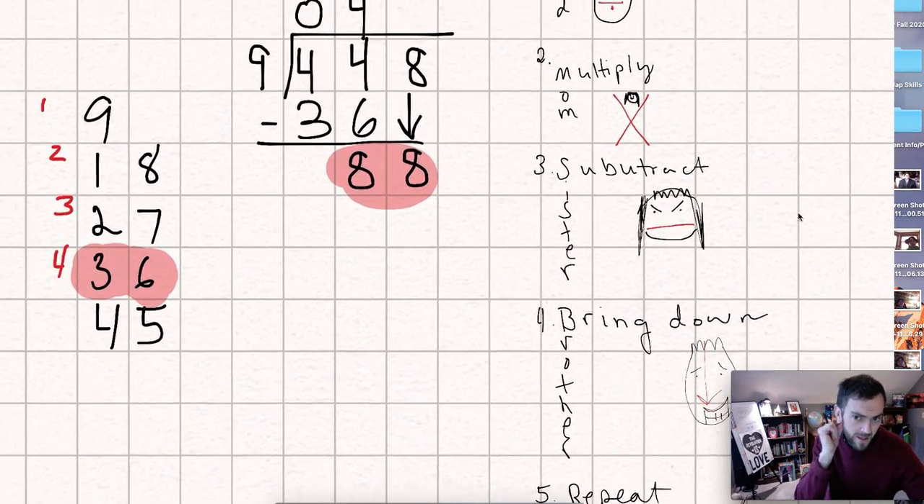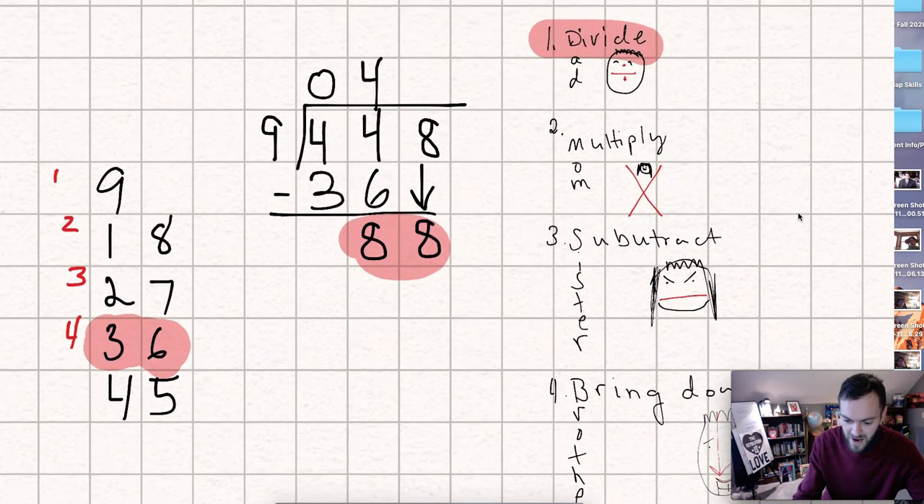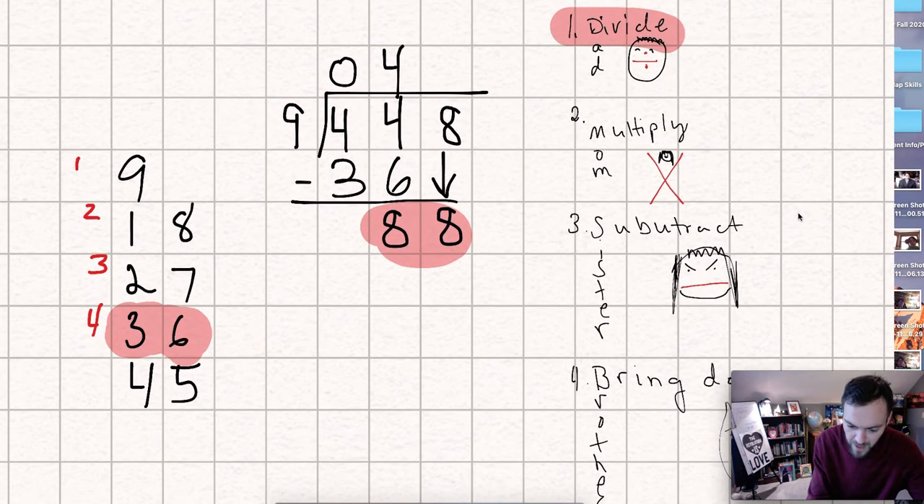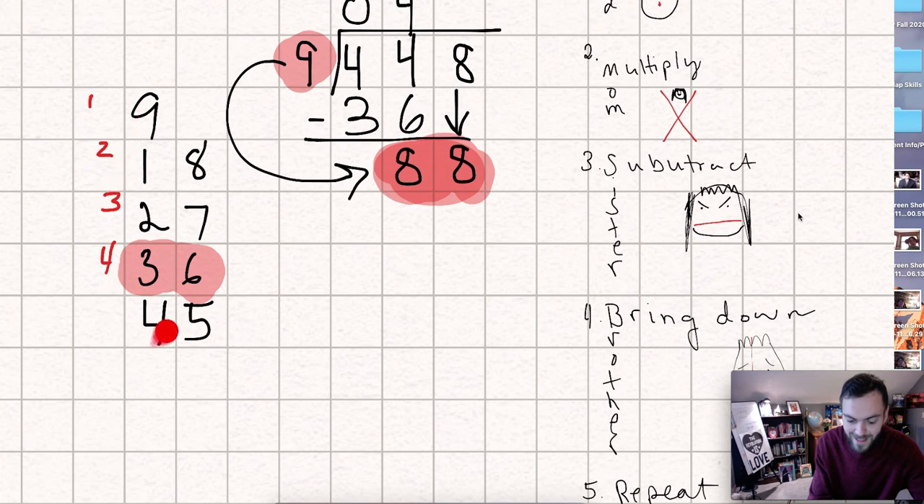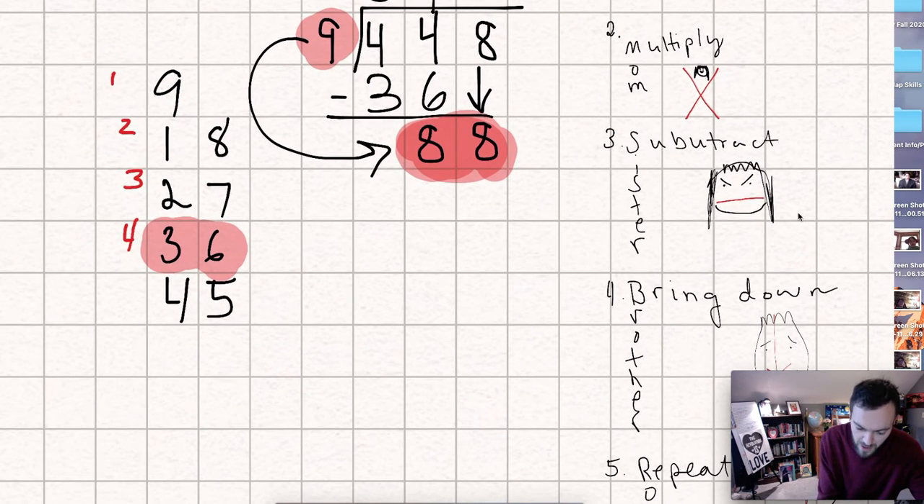What was step 1 again? Step 1 was divide. So how many groups of 9 can I make with 88? Well, I was making groups of 9 before over here, but I didn't get far enough to find out. So let's keep going. So let's see here, 9, 18, 27, 36, 45.